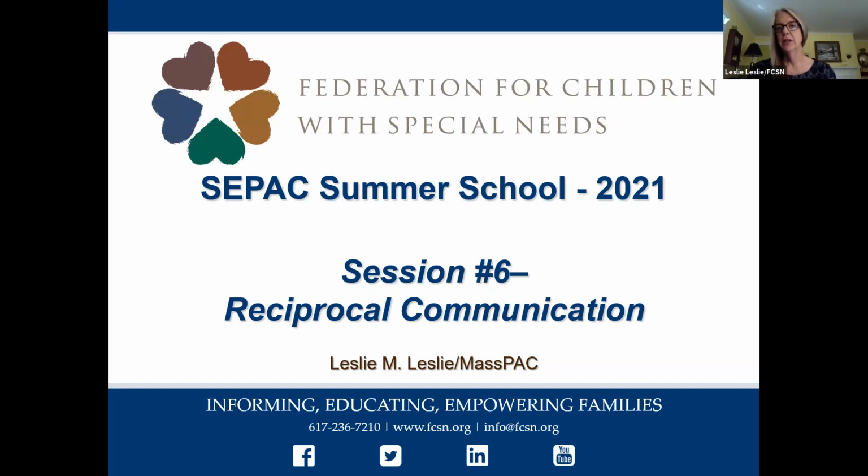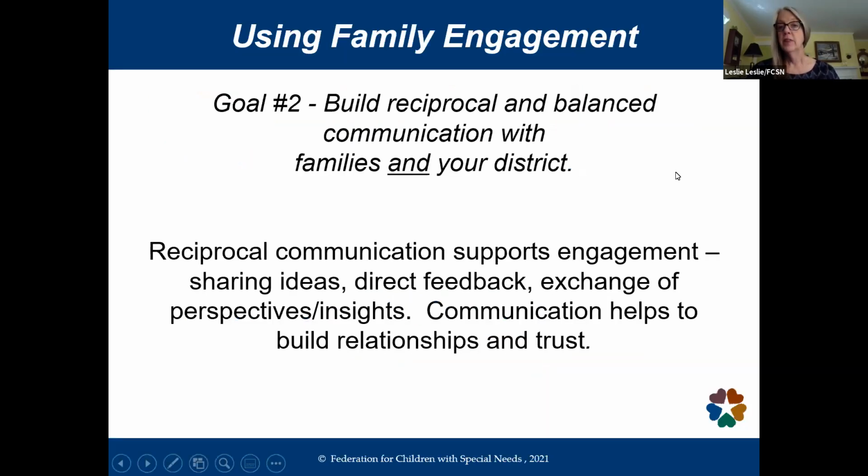And today we'll be continuing our discussion of how SEPACs can use family engagement by talking about reciprocal communication. Within the frameworks of family engagement here in Massachusetts, there is a goal, the second goal, which is to build reciprocal and balanced communication, not only with the families in your community, but with your school district. So it's that creating that sense of information flowing back and forth between these two constituencies that's going to help your SEPAC be successful. Really, it's all about sharing ideas, getting direct feedback, giving feedback, exchanging your perspectives.